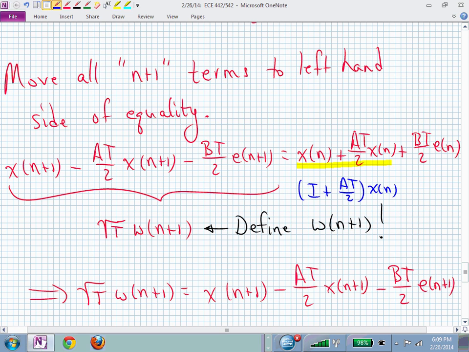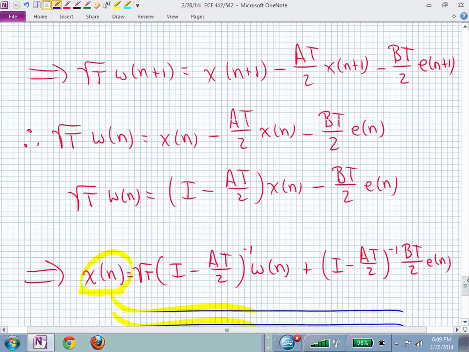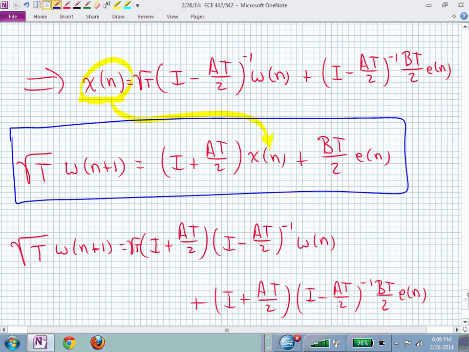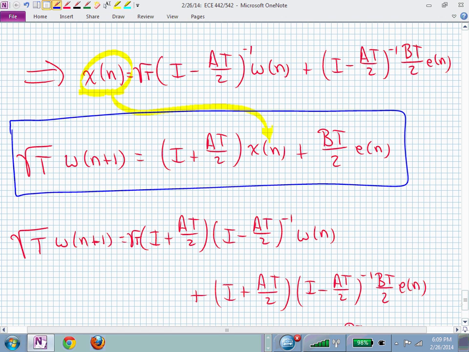Is that okay? So now I have this blue box, and the only place that I have an x of n, I now need to replace that with this highlighted yellow piece.